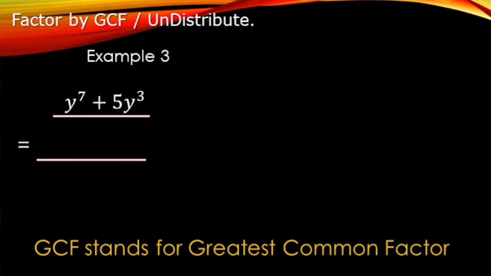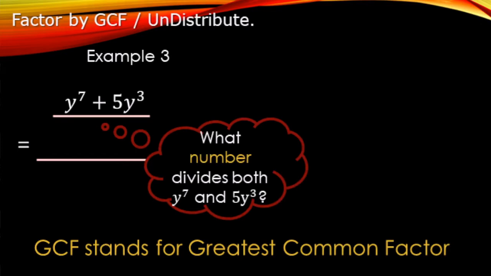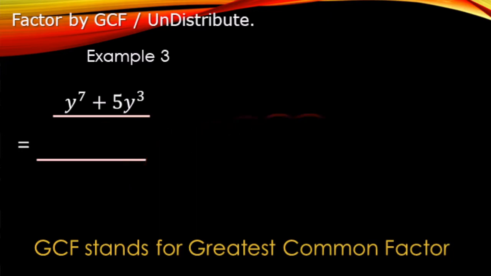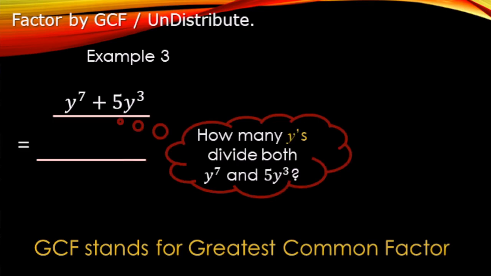Here we go. We're going to factor y to the 7th plus 5y cubed, or to the 3rd power. So what number divides them both? There's no number that divides them both. Again, with any of these, we like to break it up into smaller chunks. Look at the numbers first. Now we're going to look at the variables. How many y's divide both the y to the 7th and y to the 3rd power? That's going to be y to the 3rd.